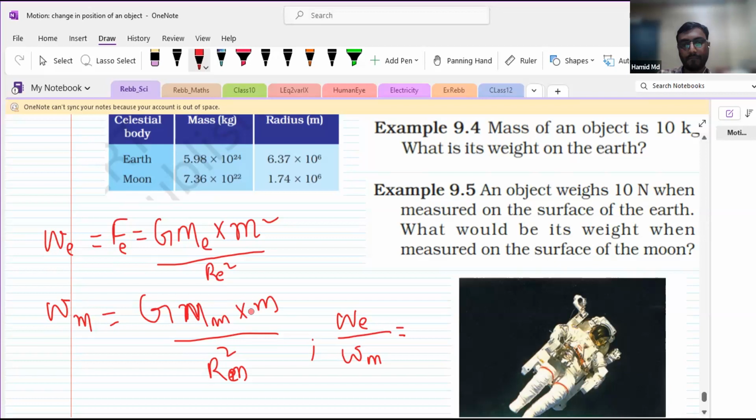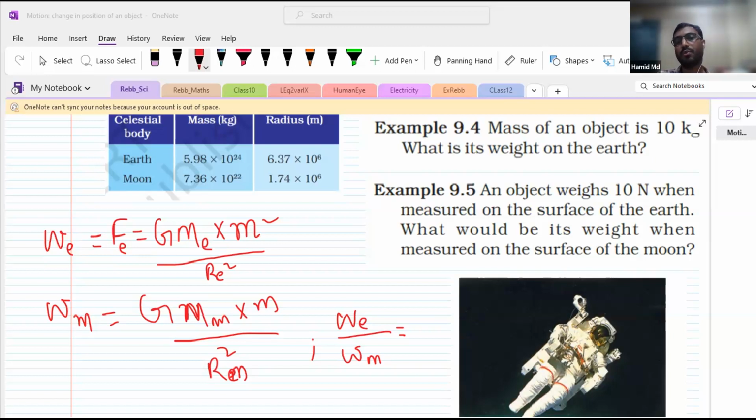So for the data, I have to do G m into m by radius squared. Yes, take G as a constant. Don't put any value, because finally we have to divide both. So don't put the value of G.